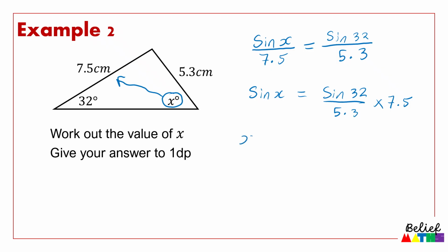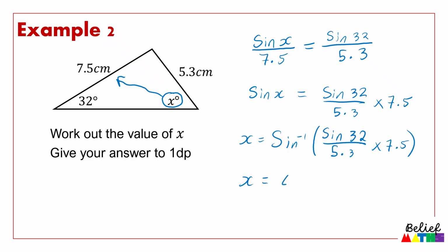So therefore, we have x is equal to sine inverse, or sine minus 1, press shift sine on your calculator, and then you can put this whole thing in one go. So sine 32 over 5.3 times 7.5. And then in one go, you can put all of that into your calculator, and that will give you an answer of 48.580. And again, our little ellipses to say that number continues.